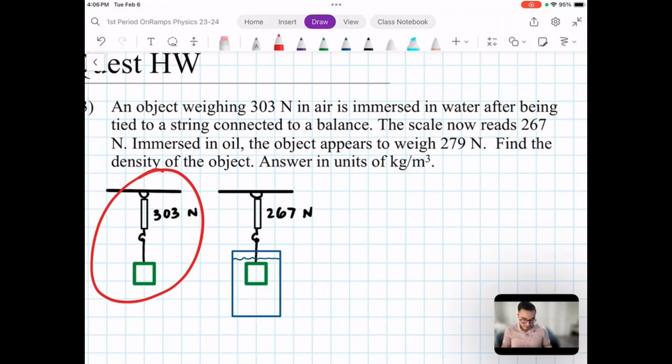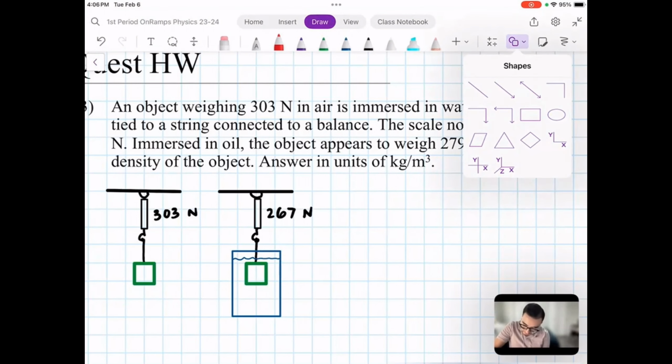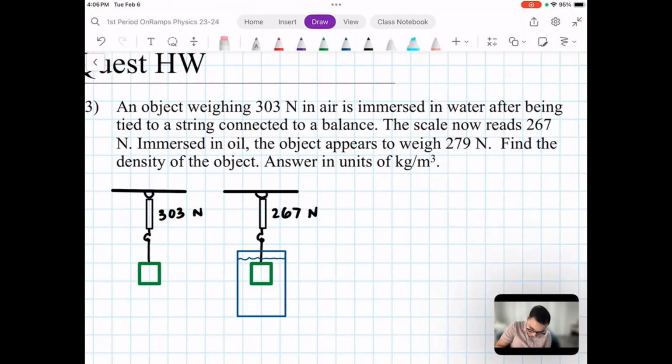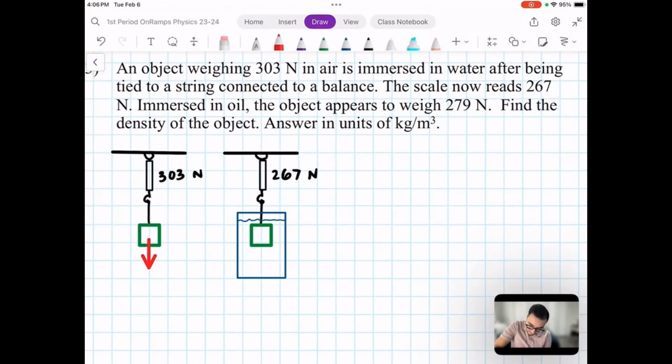The object has weight, so let's add that force vector. That's the weight of the object. Let's call it mg. And of course, because it's tied to a string, there's going to be a tension force, and that tension force is measured by the spring. So like that.